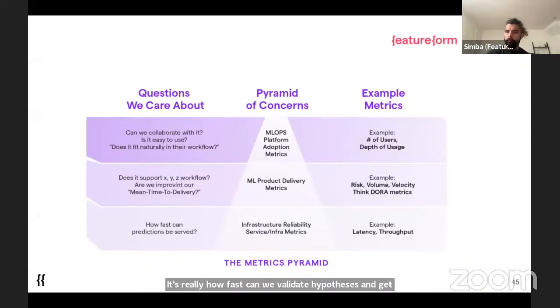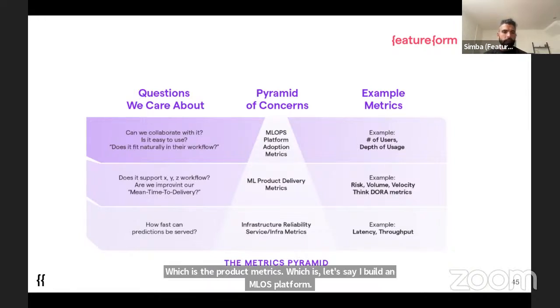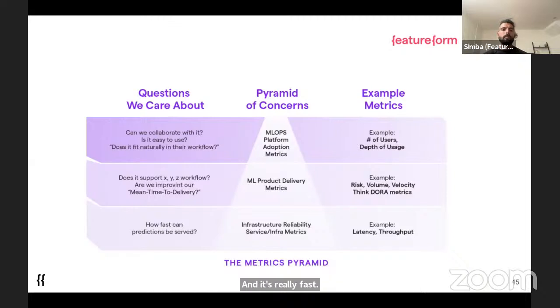Once we have something reasonable there, there's the final piece. And I think this is the piece that's often forgotten, and oftentimes the most important piece for most companies, which is the product metrics. Let's say I build an MLOps platform and it's really fast and it really makes it possible to iterate quickly. But it's so unintuitive and so unnatural to my workflow that I just avoid it at all costs as a data scientist. Well, it doesn't matter then, right?